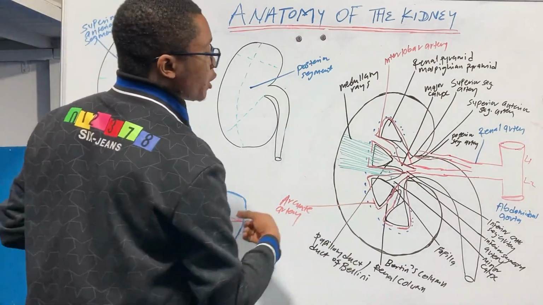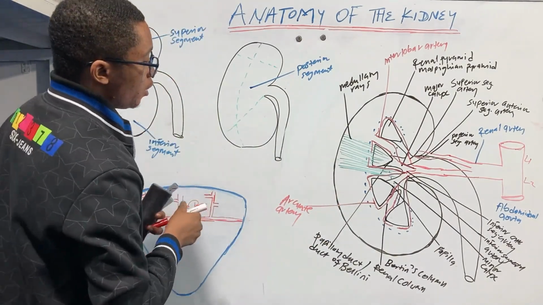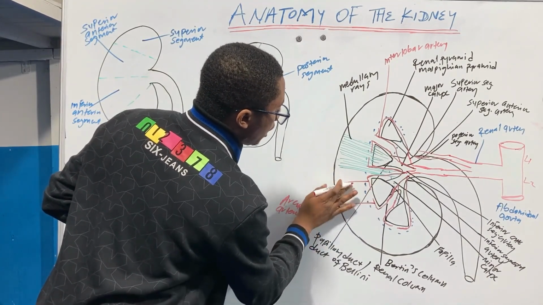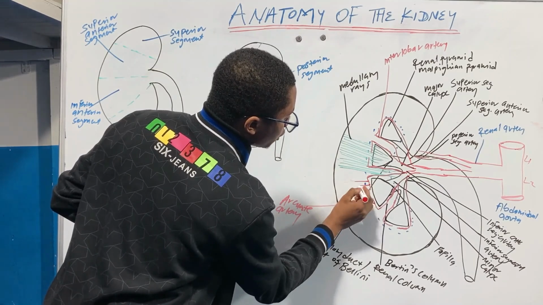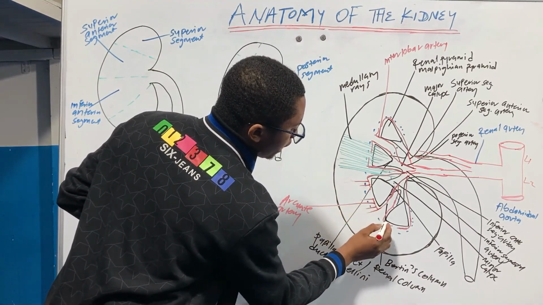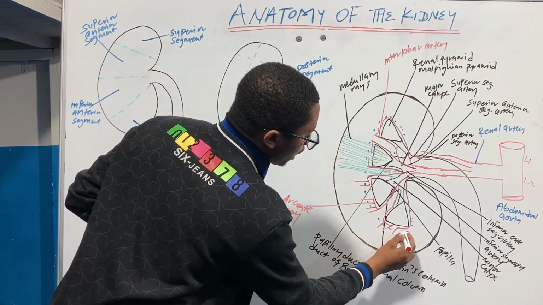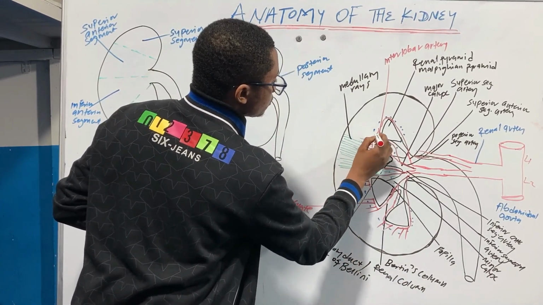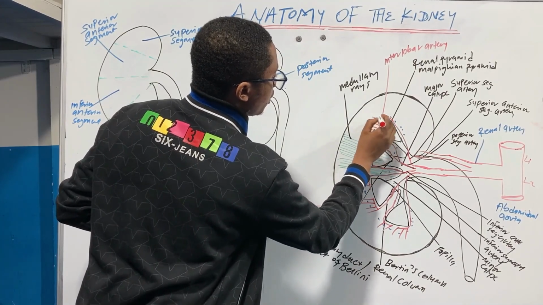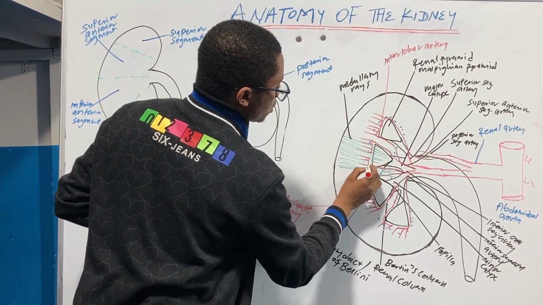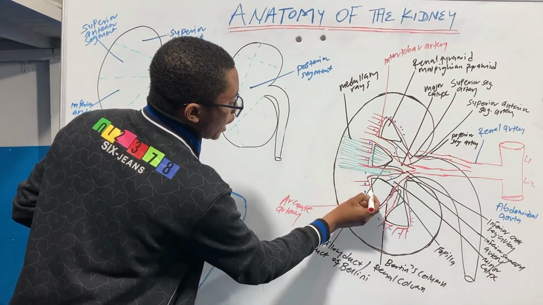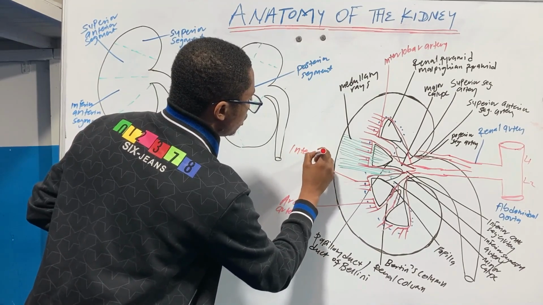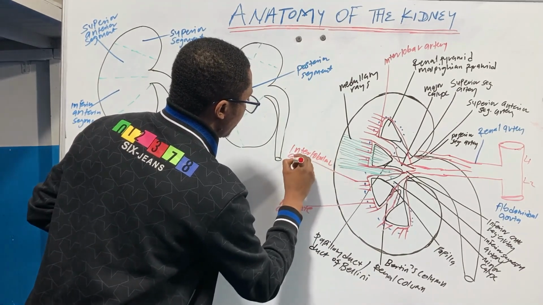Now, the arcuate artery gives off another type of artery known as the interlobular arteries. So these are the interlobular arteries. Let me label that.